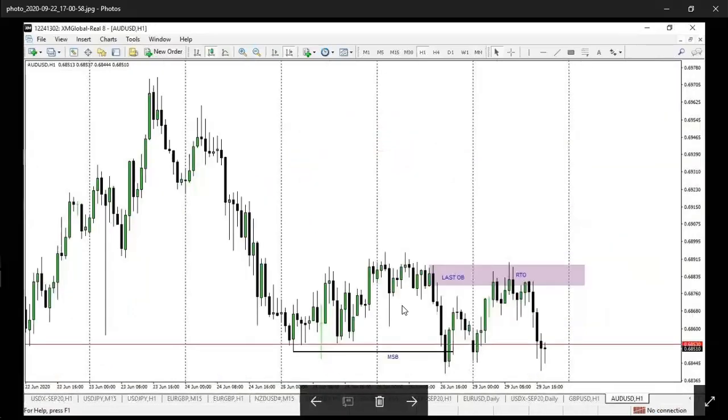Where's the other example? Also this one. Very clear. Lower low. This is the lower high. Last lower high. This is the BMS. Where's the last order block? It's this one, this green candle. Price comes back right here. There's the return to order block. You can sell here.